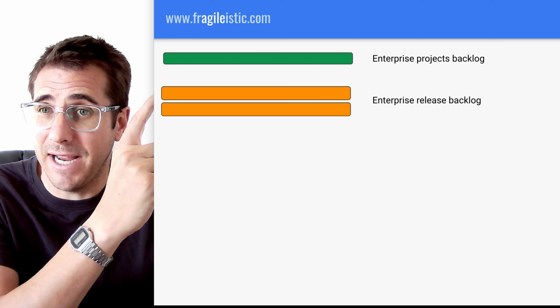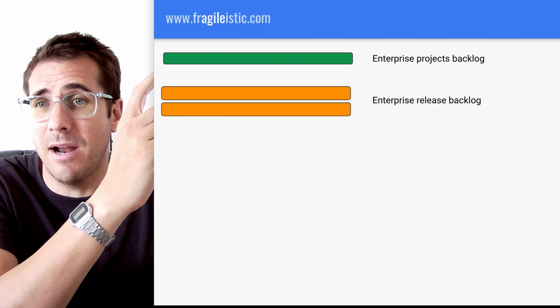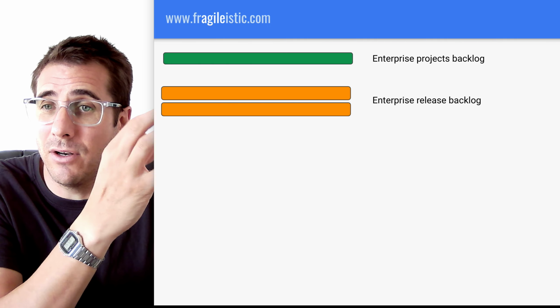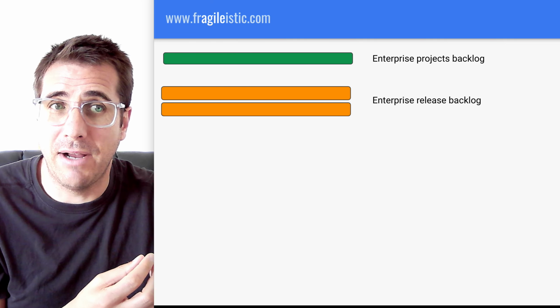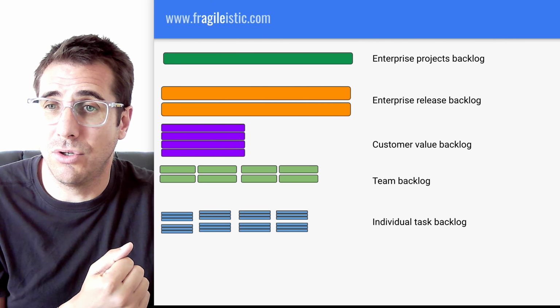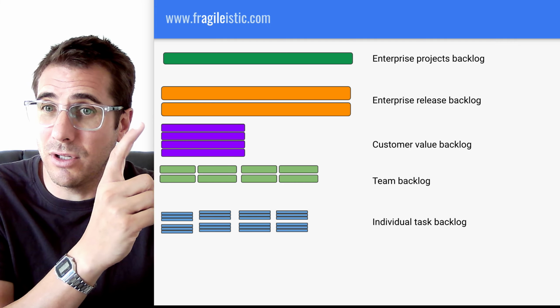We have a project backlog, which the executives are going to care about. And we have a release backlog, which your portfolio and program manager is going to care about. And then we have the 3 backlogs that we just talked about. We have the customer value backlog that the product owners are going to own.